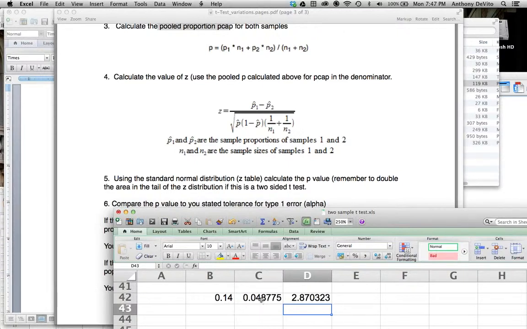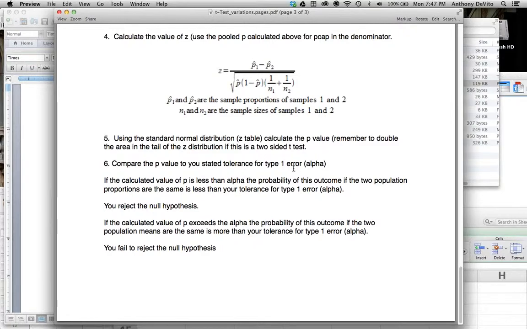1.96. Now, however, if I really want, I can go back into my t-table and look up what the p-value really is, right? In other words, what's the probability I would be wrong if I reject the null hypothesis? So we reject the null hypothesis. Okay, so what have we done here?